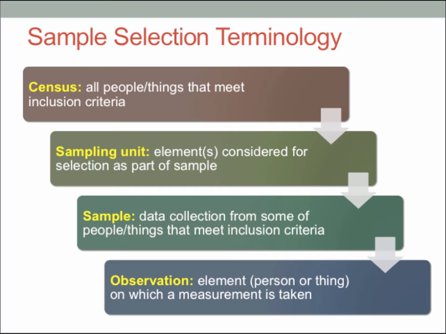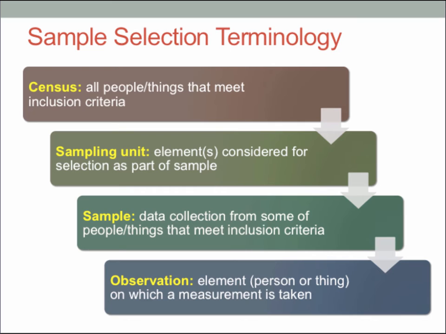Right? So the sample is, we don't collect information from every single person within your sampling unit. We just collect information from some of them. And so our observation unit, which I mentioned in previous slides, are the elements themselves. Is it a person? Is it a thing? Is it an agency? Is it an article that we actually get the information or the data from? Within our research in health science, most of the time our observation unit is an individual.